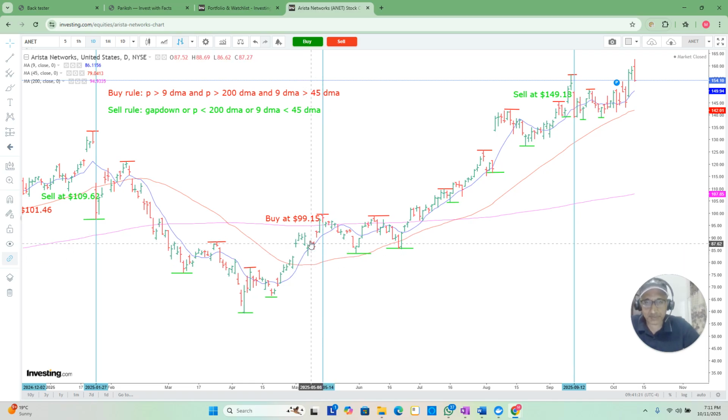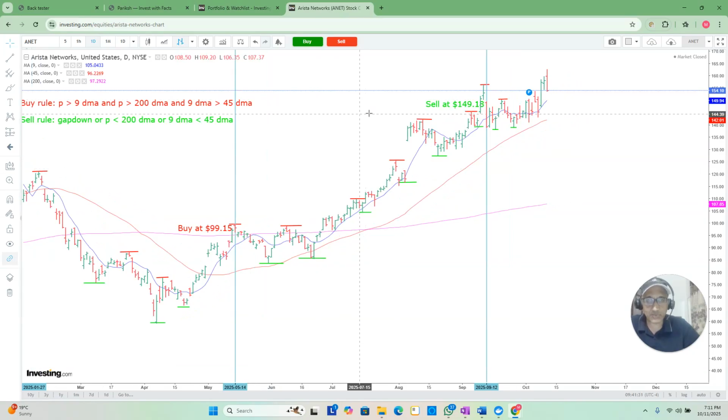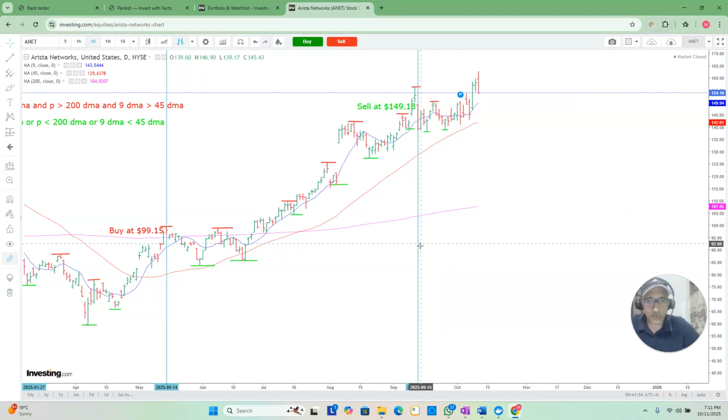So every day I look at the chart once for Arista Networks. And as I do that, on 12th of September 2025, I find a sell signal again, which is a gap down. And I sell at 149.18. So it's almost a 50% gain in just 4 months.